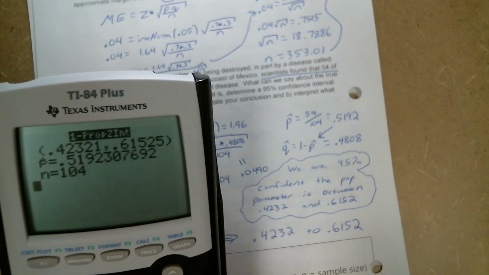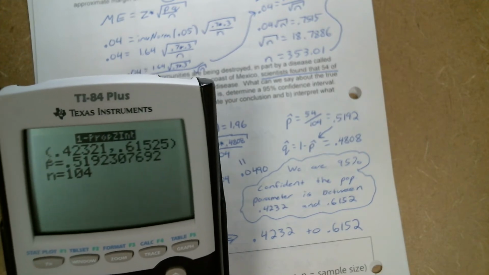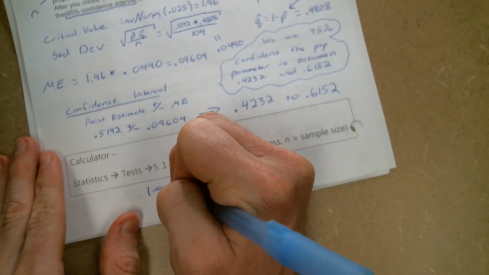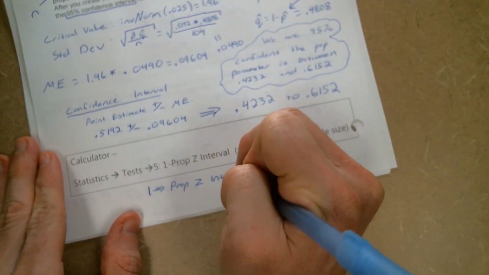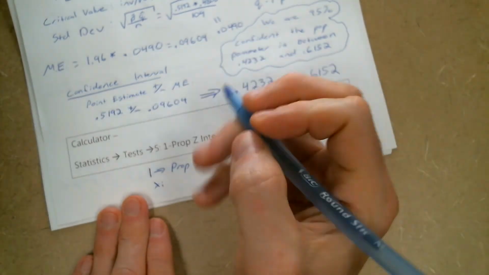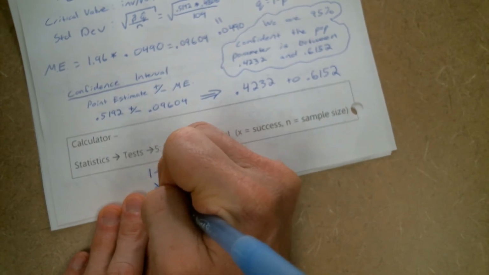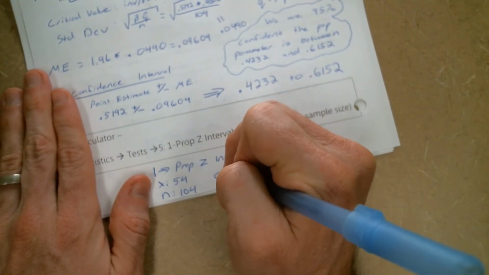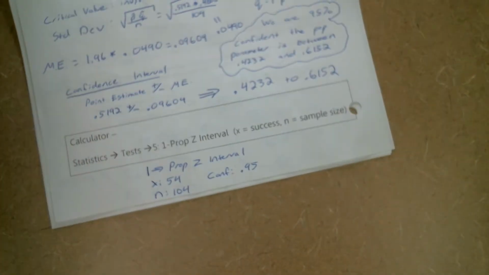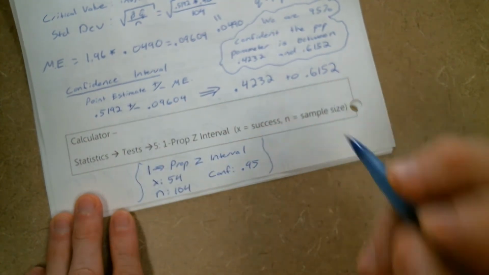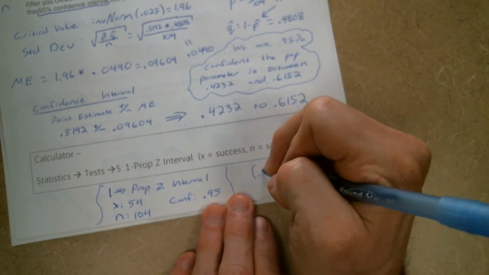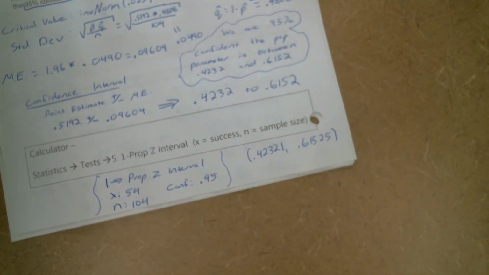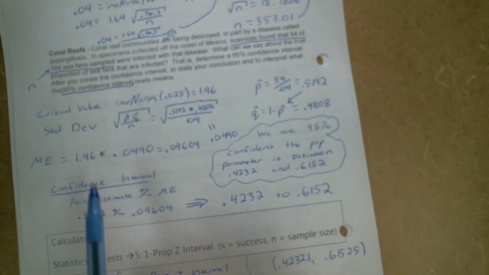All right. So this is going to be an acceptable way of doing the problems on quizzes and tests. All right. All you would have to do is tell me that you are doing a 1 prop Z interval so that I know which one you picked. You would have to tell me what you used as your X. So in this case, 54. You would have to tell me what you used for your N, in this case, 104. And you'd have to tell me what you used as your confidence level. And in this case, it was 0.95. And then that suffices as your work for the eventual interval that it spits out, which was 0.42321 to 0.61525.